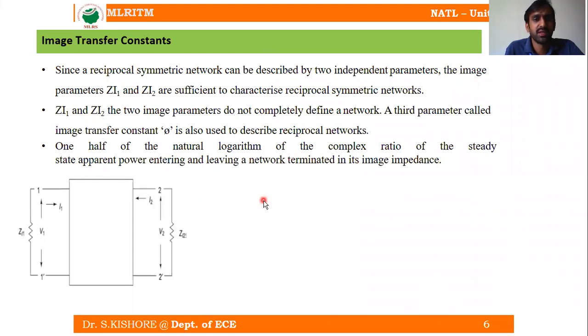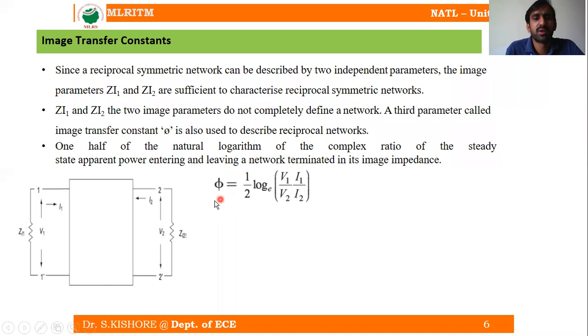So this phi is going to be equal to 1/2 of the natural logarithm, log base e, of the ratio of the steady state apparent power leaving and entering. Here V1 and I1 are the input side power, and V2 and I2 are the output side power. The ratio of this is going to be defined by the constant.